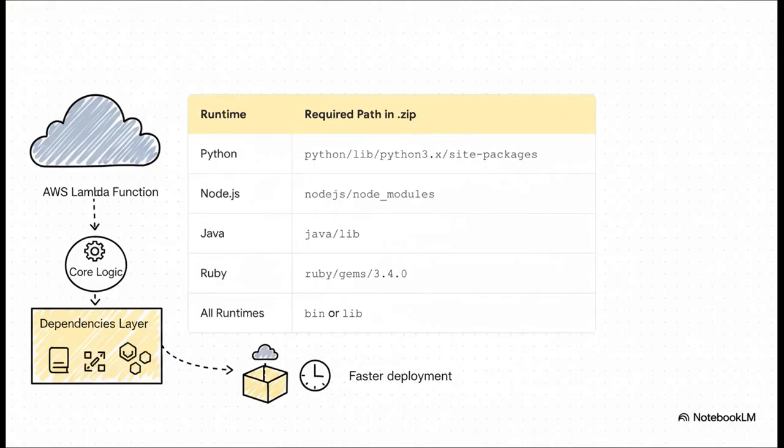So here's the absolute key. You have to create these exact directory paths inside your zip file. For a Python layer, for example, your dependencies have to live inside a python/lib/python3.x/site-packages folder. For Node.js, it's nodejs/node_modules. Each runtime looks for its libraries in a predefined path inside /opt, and this table shows you exactly what that path needs to be. Get this right, and I promise you, everything just works.